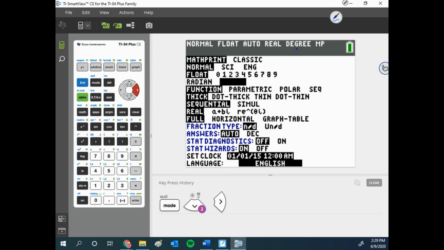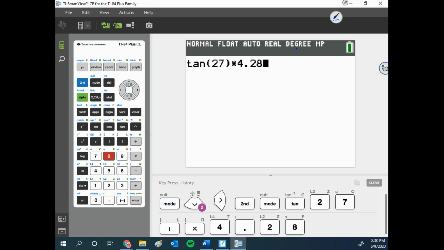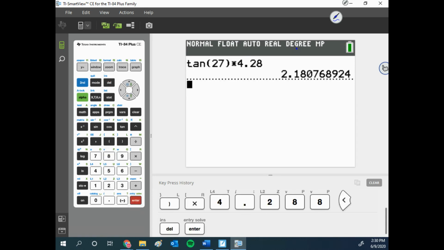If you're in radian, you're going to get a totally different answer, and you'll learn more about doing trigonometry in radian when you get into 30-1. Right now we're looking at angles in degrees, so make sure the degree function is highlighted every time you do trigonometry. The other thing you might be doing wrong is not closing the bracket after tan of 27. If you don't, it takes 27 times 4.28 and then takes the tan ratio of that. You need to put the angle by itself in brackets and then multiply by 4.28, which gives 2.2 when rounded accordingly.